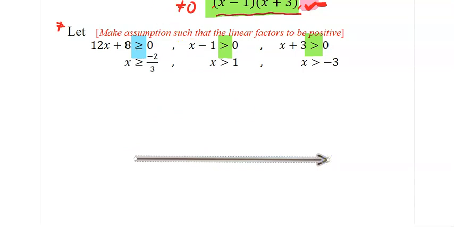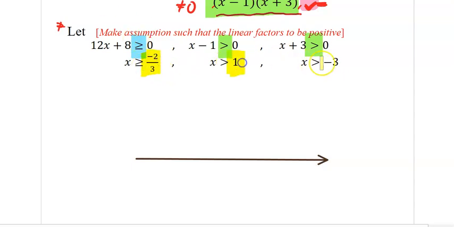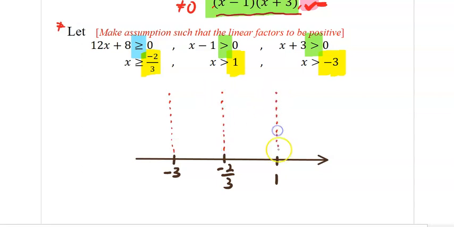In the number line, first I need to know what markings, the borderlines, I need, where I refer to the numbers I have from the assumption, and I will arrange them accordingly in the number line. Start from the smallest: negative 3, negative 2 over 3, and also 1. And this will construct the borderlines for the intervals involved in our consideration for the answer later, where we have the first, second, third, and fourth interval to consider.